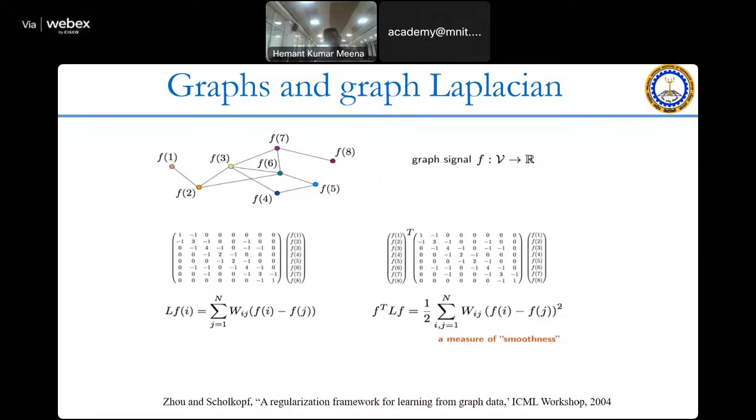What type of mathematical operation? For example, I am able to calculate the smoothness of a signal by multiplying F transpose with the Laplacian matrix multiplied with F. This is elementary mathematics, so nobody has a question.